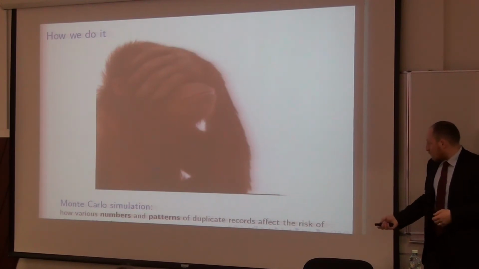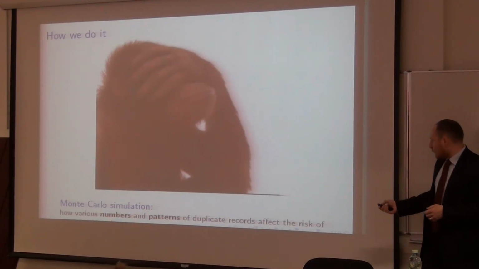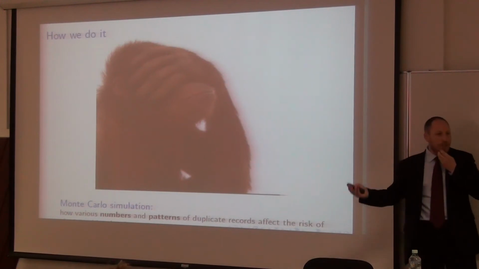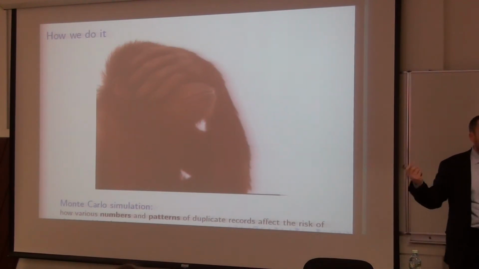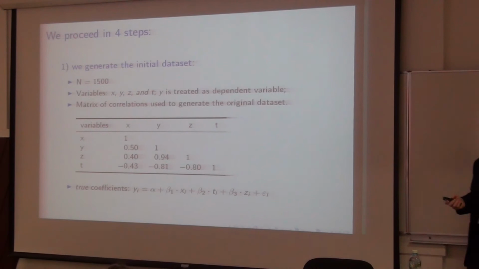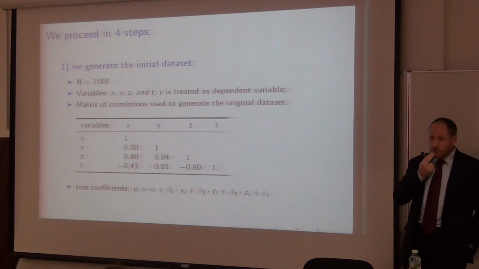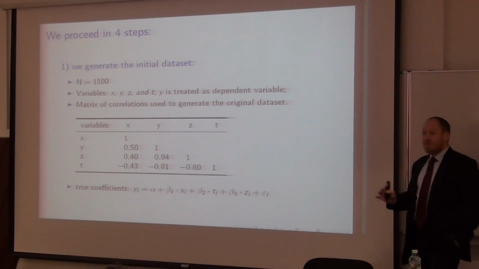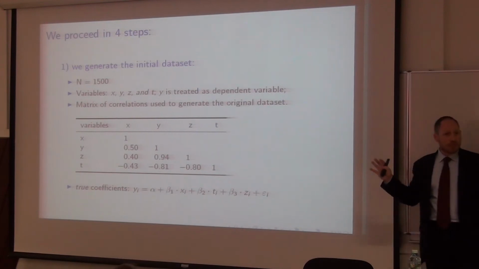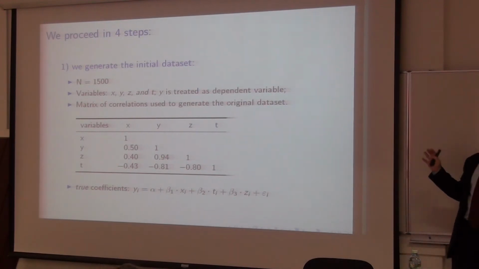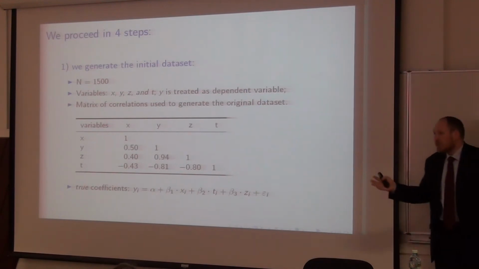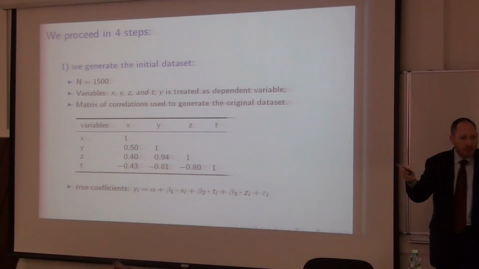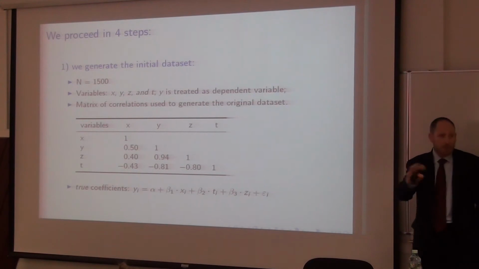And this allows us to check how various numbers and patterns of duplicate records affect the risk of obtaining wrong estimates. How do we do that? So we proceed in 4 steps. I'll go slowly. We first generate an initial data set. We assume that we have 1,500 observations. This is arbitrary, but we also think that on average the surveys with which we work have about 1,500 observations.